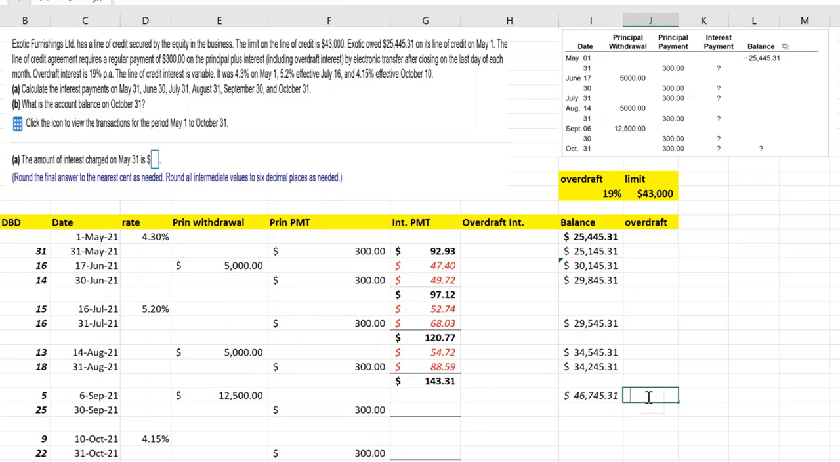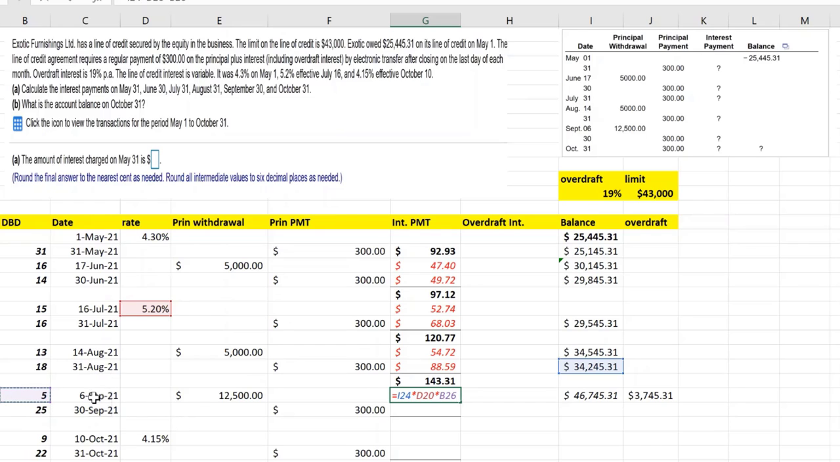By how much? Well, it's the difference between that and $43,000. So you're over by $3,745.31. However, on this date, the interest equals the previous balance before you borrow the 12.5 times 5.2% times the 5 days, right?